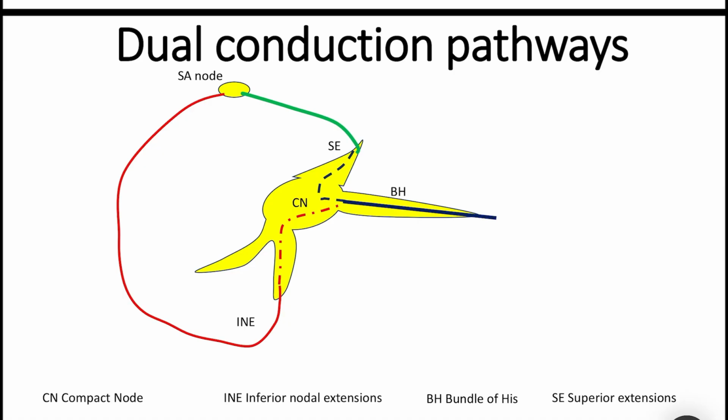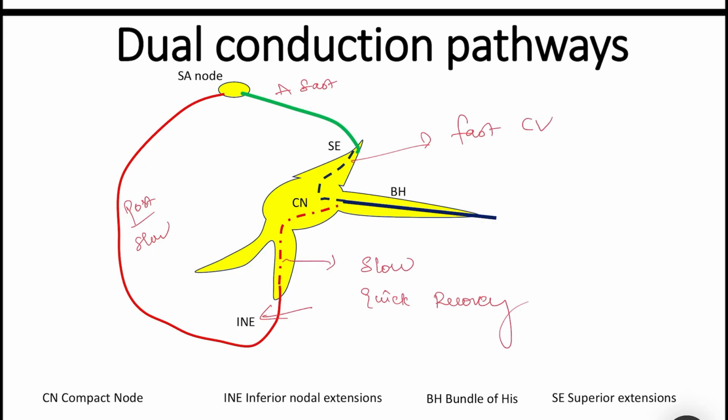First, among the internodal approaches, there is an anterior route which conducts rapidly and a posterior route which conducts slowly. Second, within the AV node itself, the conduction is characterized by differential velocities and refractory periods. The inferior extensions form the substrate for the slow pathway with short refractory periods, whereas the compact node and the superior extension represent the fast pathway with longer refractory periods. During a normal sinus rhythm, the impulses arrive at the AV node via the fast anterior internodal pathway and engage the superior extension and the fast intranodal fibers of the AV node.